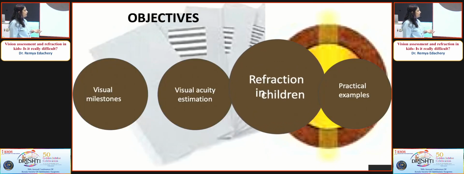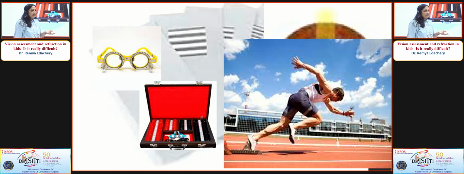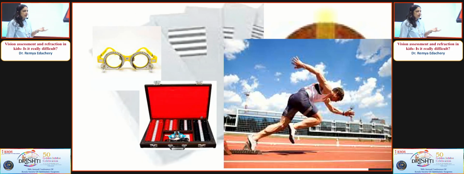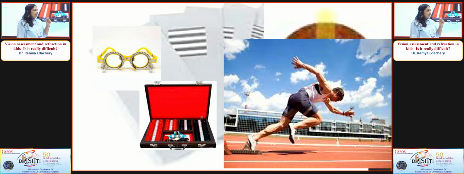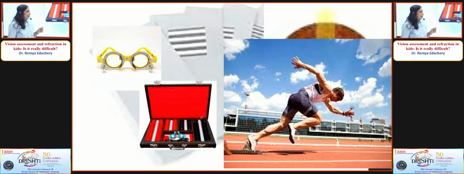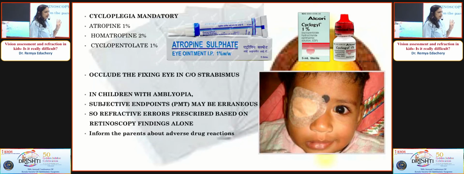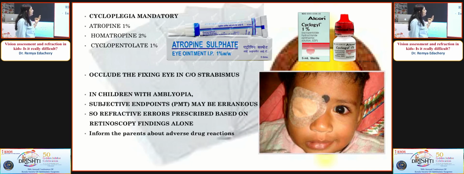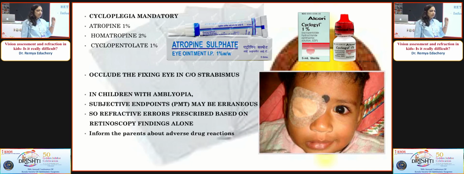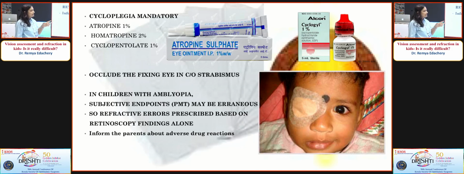Coming to refraction in kids, speed is the essence of pediatric eye examination. So whenever you get a chance to do your retinoscopy, you should be able to do it. Then only when someone comes, you can do it very quickly. So cycloplegia is mandatory in kids. We use these drugs, atropine 1%, homatropine 2%, and cyclopentolate 1% in kids. You should make sure that you inform the parents about the adverse drug reactions.